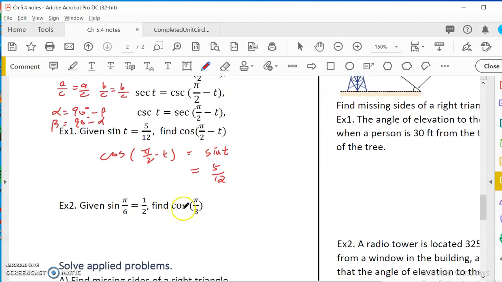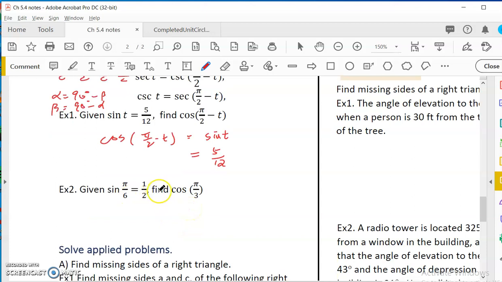If sine pi over 6, everybody knows, is 1/2, what is cosine pi over 3 using this? Well, pi over 2 minus pi over 6 is equal to 3 pi over 6 minus pi over 6, which is 2 pi over 6, and it's actually pi over 3. They don't look like they are complementary, but they are, meaning they add to 90 degrees or pi over 2. So sine pi over 6 is equal to 1/2 and is also equal to cosine pi over 3.